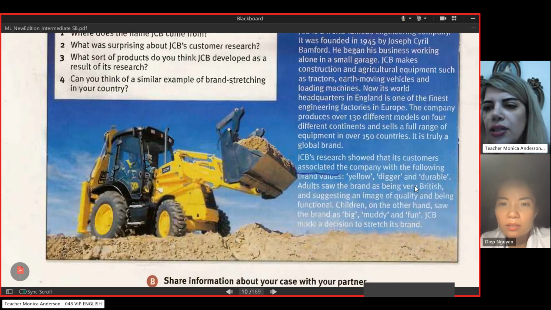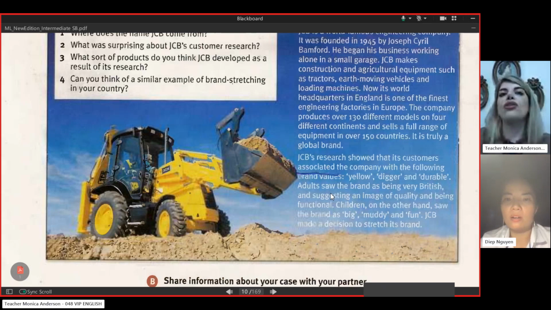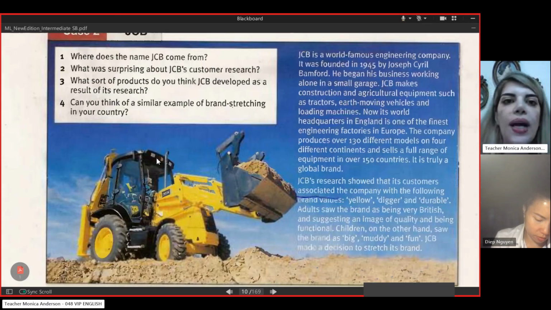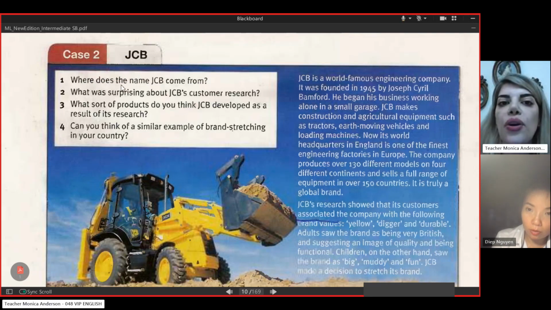The other one, durable, as I told you, long lasting. Long lasting, something that lasts for a long time, is durable. Yeah, and justice. Well, let's answer the questions. Where does the name JCB come from?